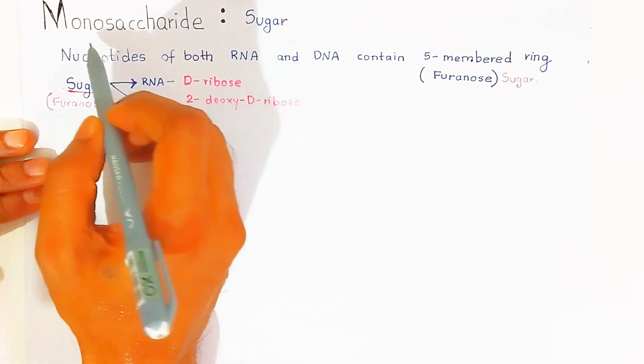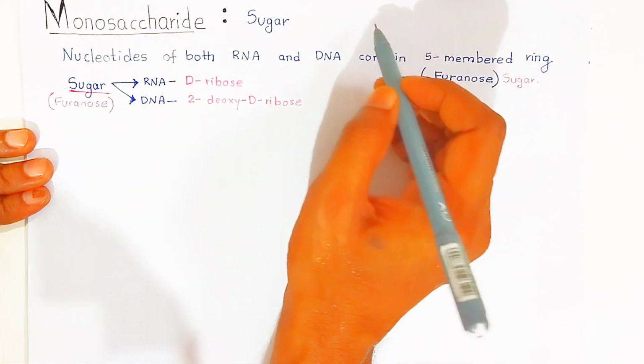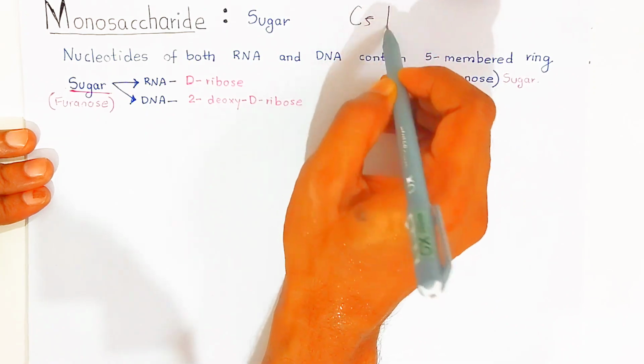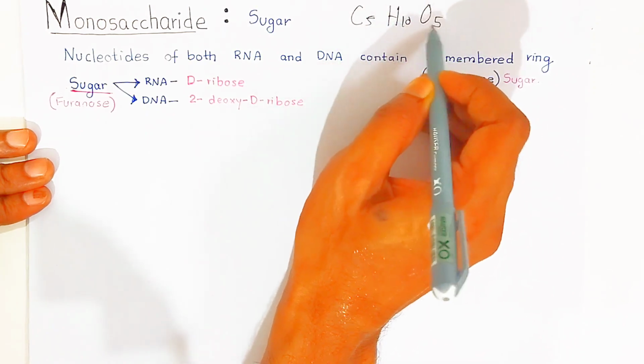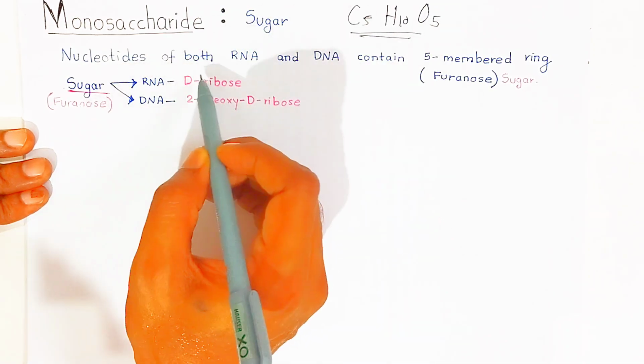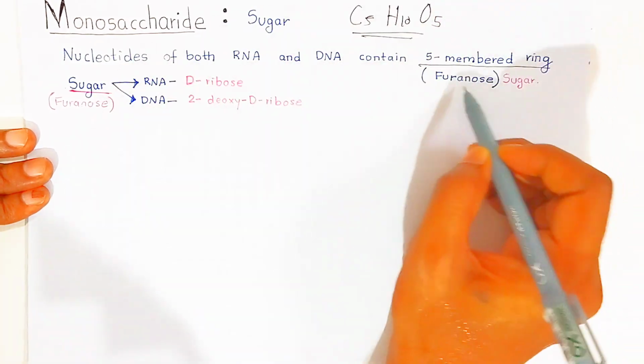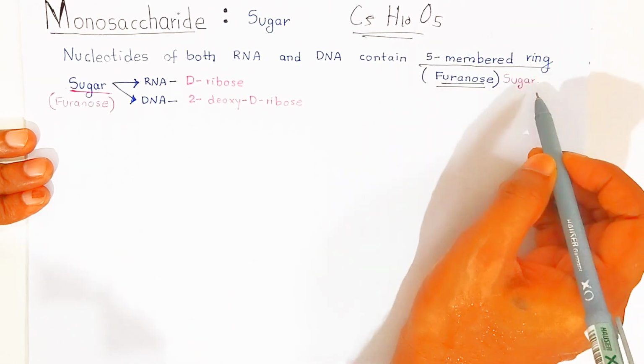So students, second part, that is monosaccharide. What are monosaccharides? It is a sugar containing a 5-membered ring, that is C5H10O5. Understanding, students? The 5-membered ring monosaccharide is used in the nucleotide. The nucleotide of both RNA and DNA contains a 5-membered ring, that we call furanose. Okay, students, it is a type of sugar.